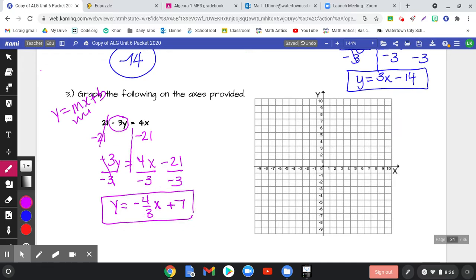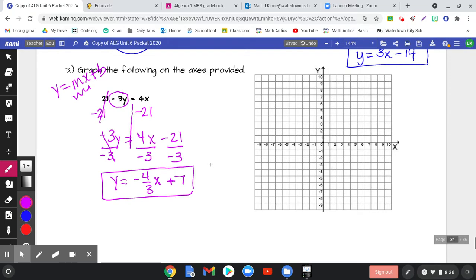All right, there's 2 ways you can graph, remember. You can go to y equals in your calculator and make a table. Or you could say, okay, 7 is my y-intercept, which is also where you start. Here's your y-axis. And then your slope is negative 4 over 3.